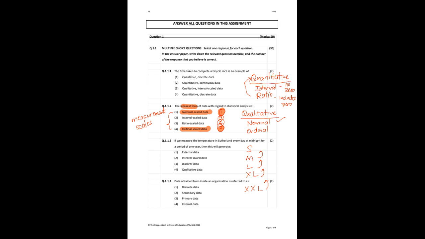So then in the next question, it says if we measure the temperature in Sutherland every day at midnight for a period of 1 year, this will generate. So let's identify what from these options we did not go through yet. So a definition we didn't come across. So we did interval scaled. We can strike that one off. We did discrete data and we did qualitative. So the only one we didn't do a definition of was your external data.